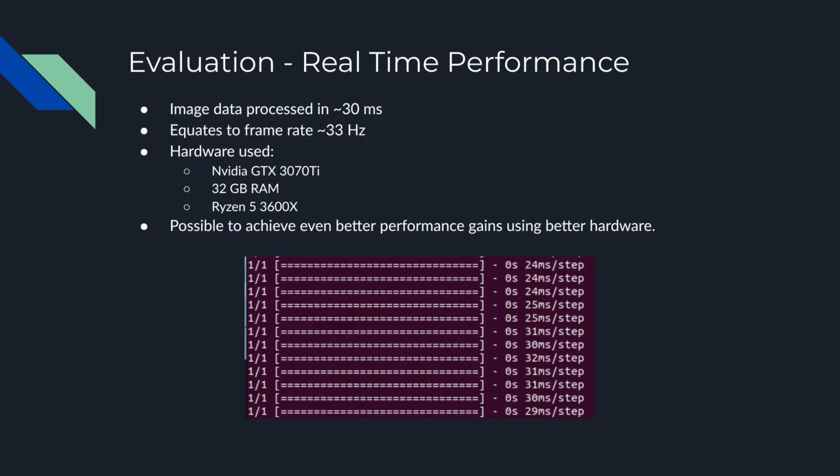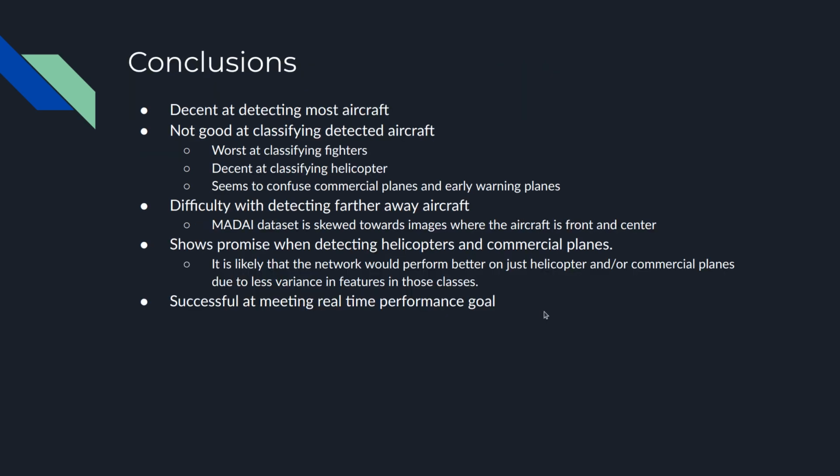For real-time performance here, we got a performance of 30 milliseconds, which equates to about a 33 hertz frame rate. It's possible to achieve better performance using better hardware. Here we only used a 3070 Ti. And here's just an image of the time it took to pass one image through the network.